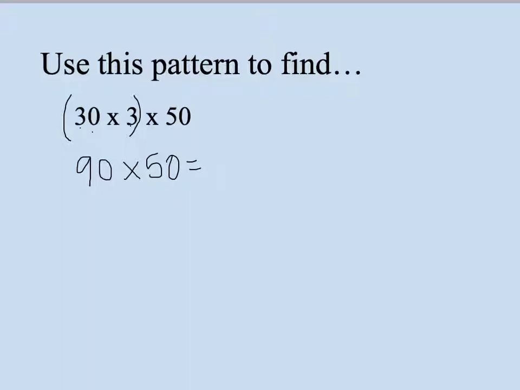Same with the first slide. We know that 9 times 5 is 45. And in this case, we have 1, 2 zeros that we're going to add to the end. Then we need to place our comma in.